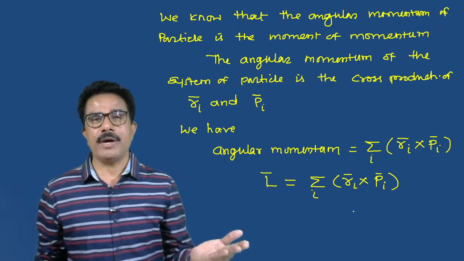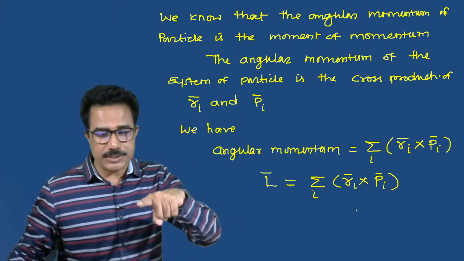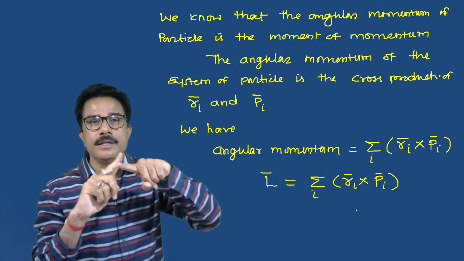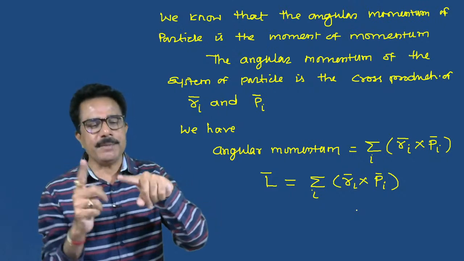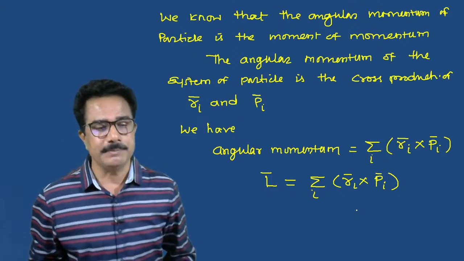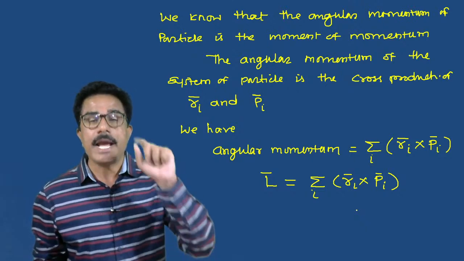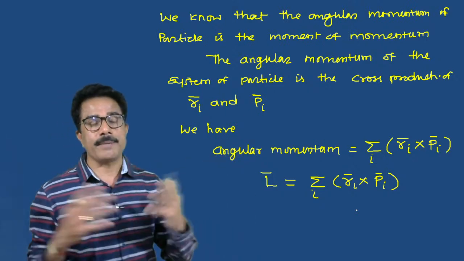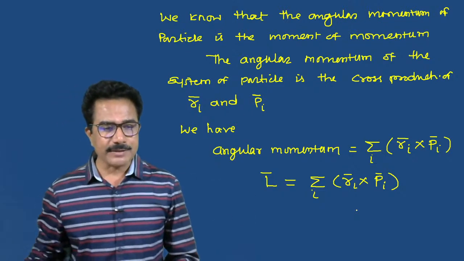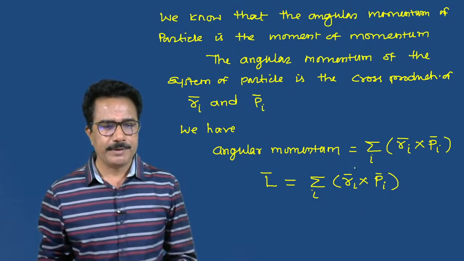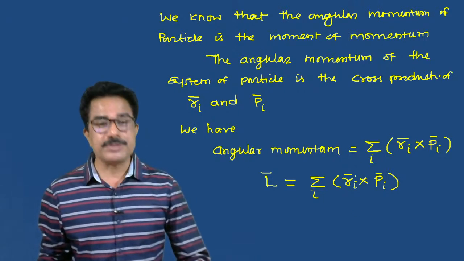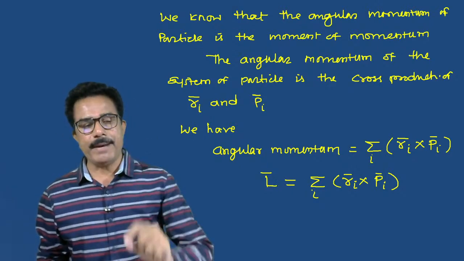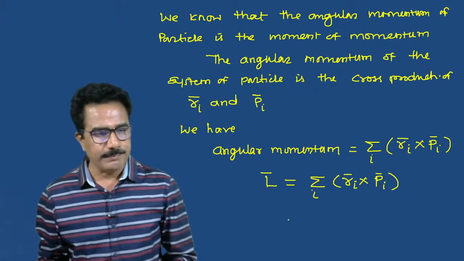Suppose this is r bar and the particle has linear momentum, then the cross product of r bar and p bar gives angular momentum. So the angular momentum of a system is given by L bar is equal to summation over j of Ri cross Pj. We know that P bar means linear momentum. The formula for P bar is mass into velocity.